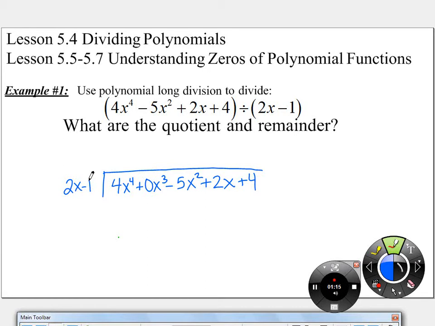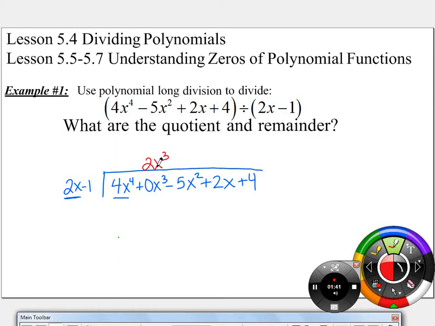So here's what we're going to look at. We're basically trying to figure out what do we want to multiply times 2x minus 1 to make this giant polynomial. So we're first going to concentrate on the first term. What would we multiply times 2x to make this 4x to the fourth right here? So my choice then is going to be 2x to the third, because 2x to the third times 2x would make 4x to the fourth.